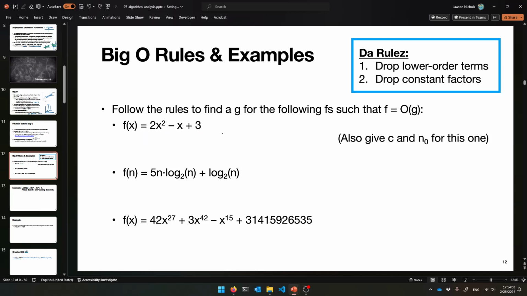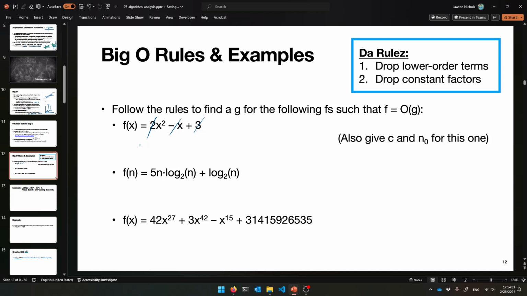Let's do this one. All right. So we're going to drop all the lower order terms. As x gets large, x is the variable here, it's not n. These two don't really do much, right? So it's really the 2x squared. That's the one that's helpful here. And then once you have just the largest factor by itself, you drop any constant factors in front of that highest order term. So you can drop the 2.